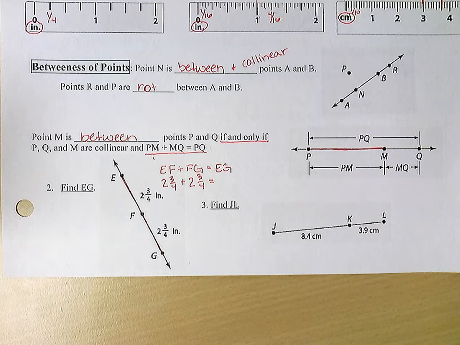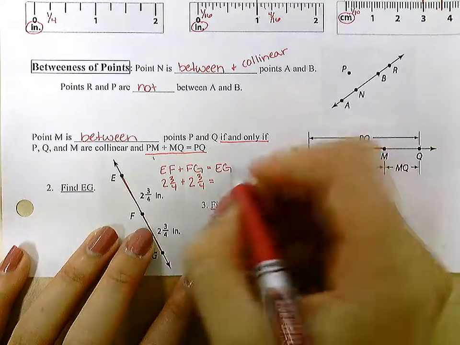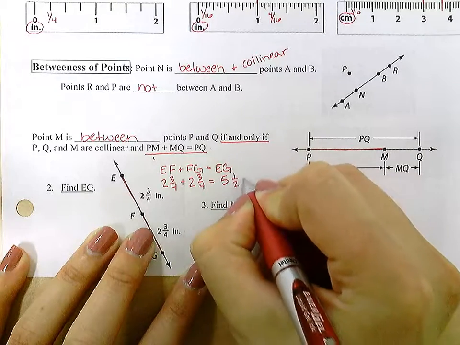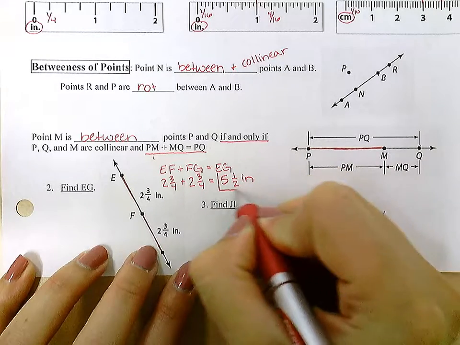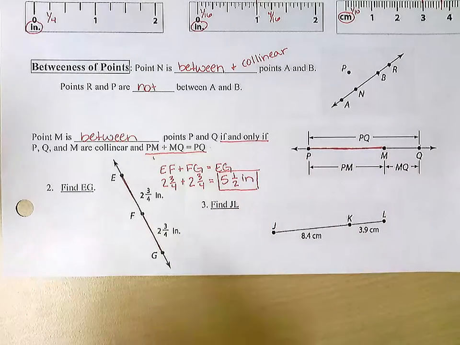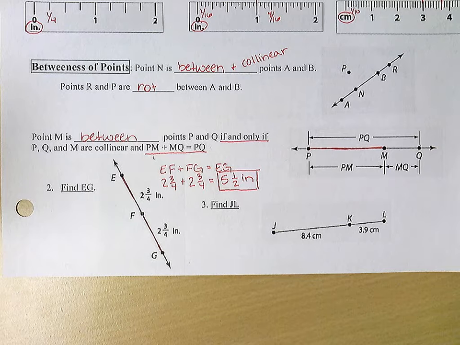Now if you wanted, you could put it into a decimal, just be 2.75. That's fine. But when you do add them together, you should get 5 1/2 inches, or 5.5 inches. I'm fine with the decimal if you want to put it in decimal form. Questions on how I did number 2? No? If you haven't already, do number 3. Find JL.